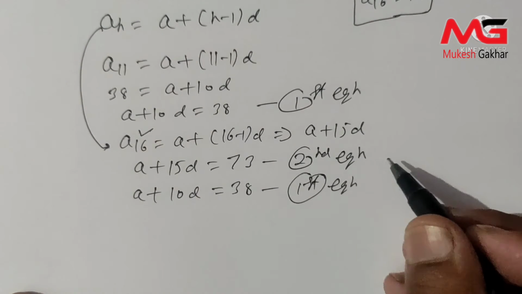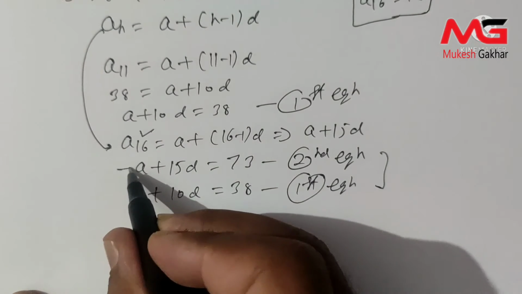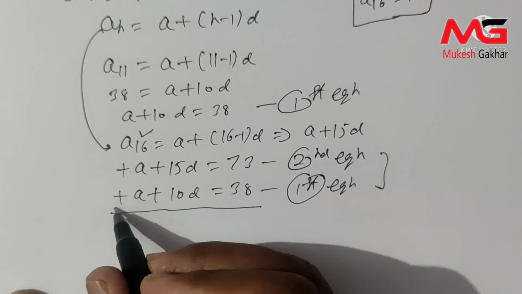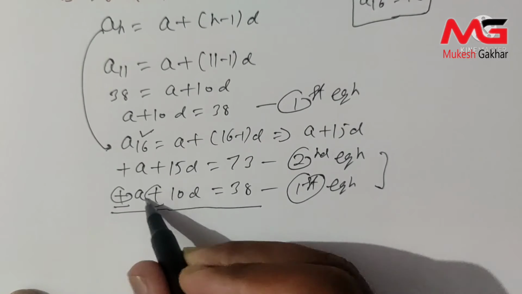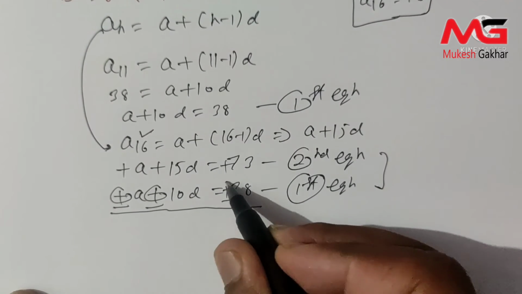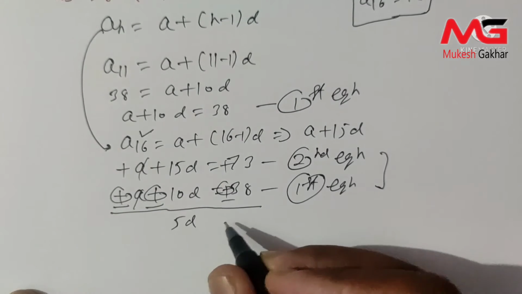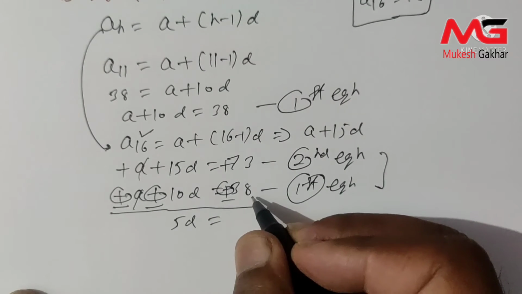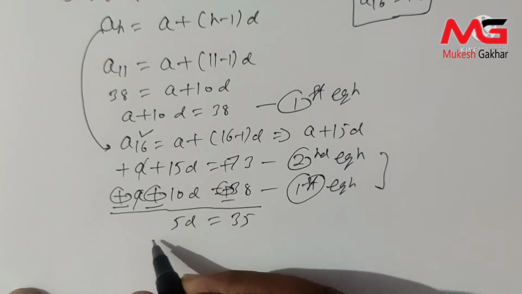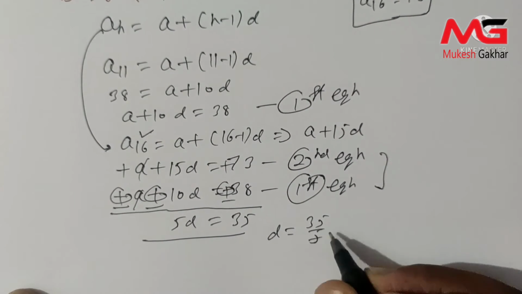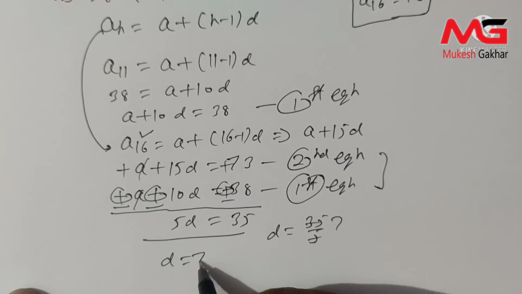Now you have to solve these two equations. You will change signs. Subtract, you have to do plus minus, minus. So you can cancel a with a. 15 minus 10 is 5d is equal to 73 minus 38. It will be 35. So the value of d will be 35 divided by 5, 7. So the value of d is 7.